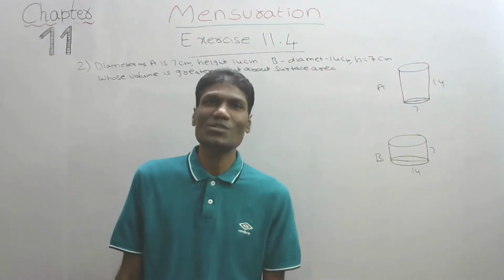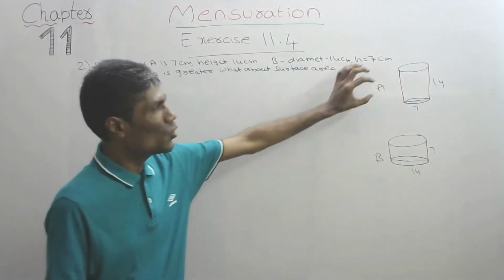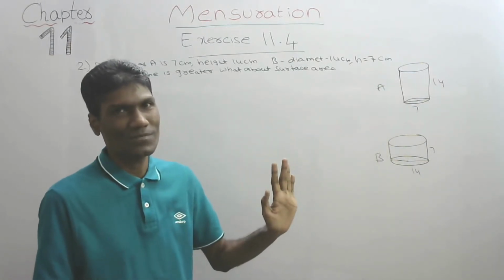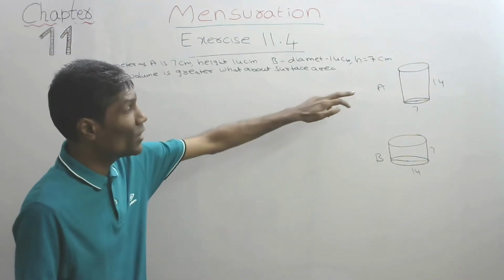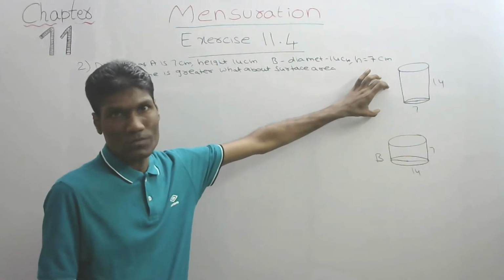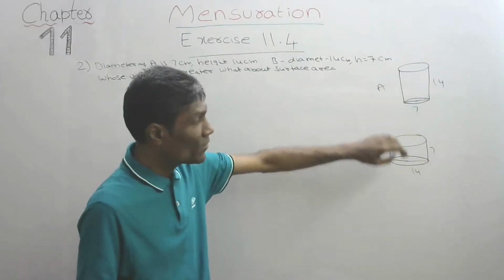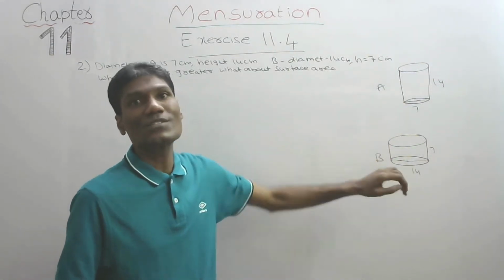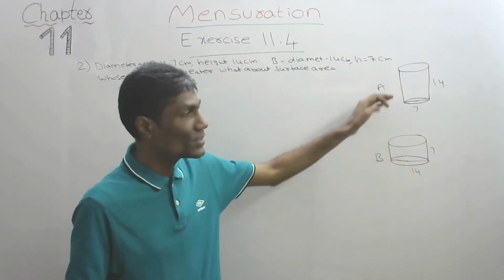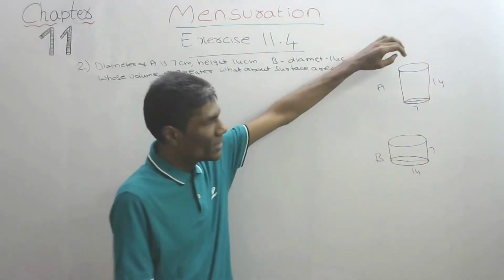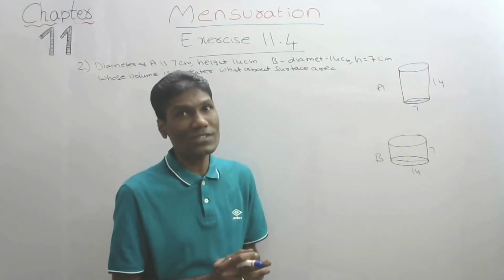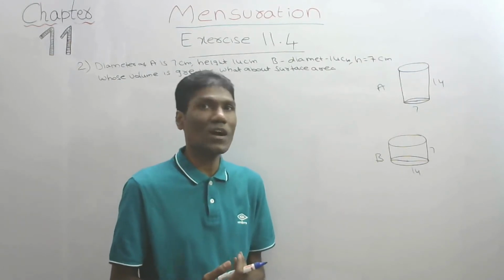Next, second question. Two figures are given of different sizes, and he is asking which figure has more volume and also which has the larger surface area. That is the question, so we need to find volumes and surface areas. Before that, just by seeing, can we answer which has more surface area or volume?